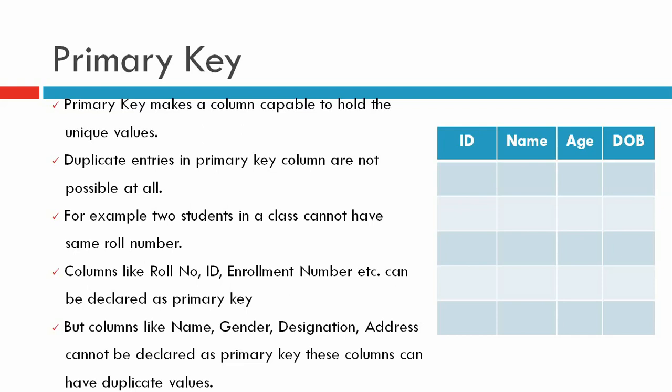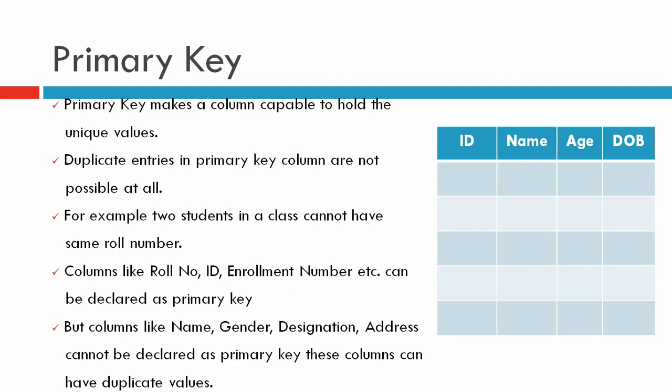For example, two students in a class cannot have the same roll number, or we can say multiple employees in a company cannot have the same employee ID. The employee ID of each employee is different. Columns like roll number, ID, enrollment number, etc. can be declared as primary key, but columns like name, gender, designation, address cannot be declared as primary key because quite often these columns contain duplicate values.